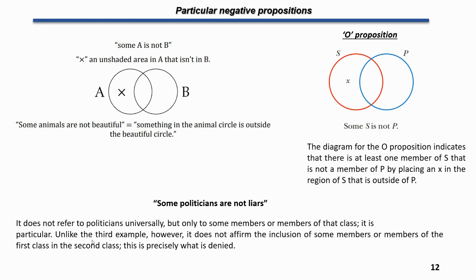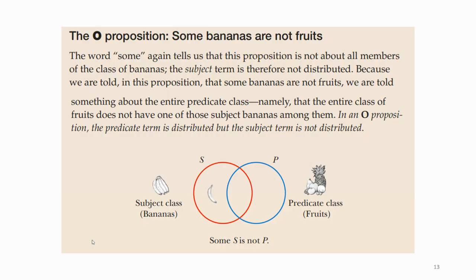From here we can see there are a total of four: A, I, O, and E. Between them, two are positive, which is confirming, and two are negative. The same example: some bananas are not fruits. If we pronounce it, it is better to understand. The word some again tells us that this proposition is not about all members of the class of bananas. The subject term is therefore not distributed. Again, the distribution term. The subject term is banana.